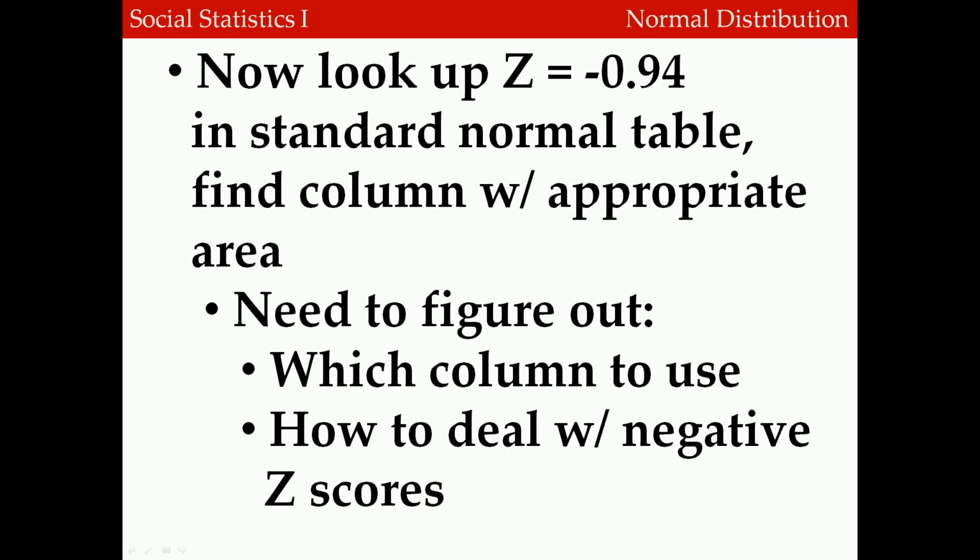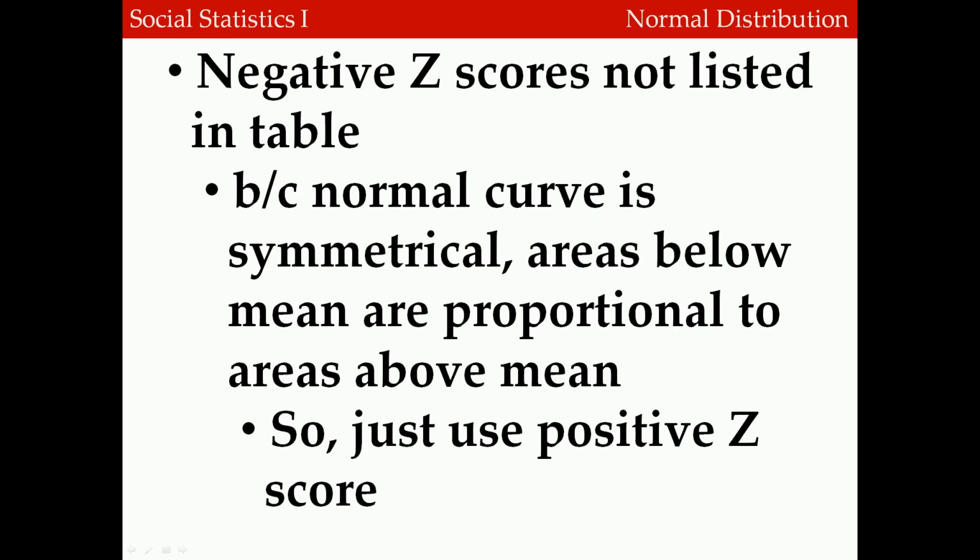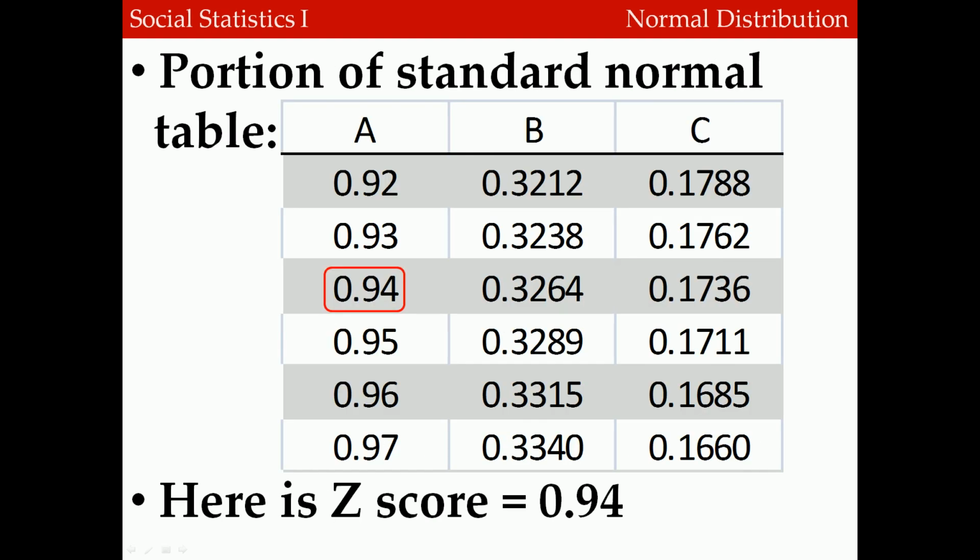Now we have to look up 0.94 in the standard normal table and find the column corresponding to the appropriate area. But before we do that, we need to figure out 2 things. First, which column do we use? And second, how do we deal with negative z-scores? First of all, negative z-scores aren't listed in the table, and that's because the normal distribution is symmetrical. So areas below the mean are proportional to those above the mean. So we'll just use the positive z-score instead of the negative z-score. In other words, we'll use positive 0.94, and we'll get the same answer.